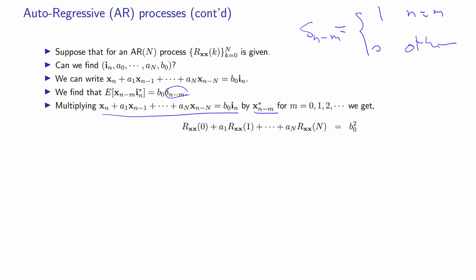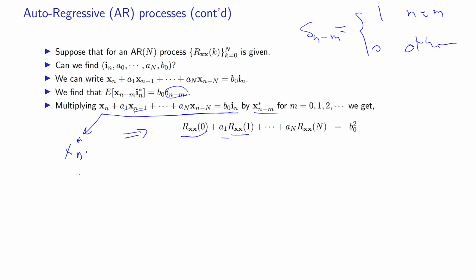So I first multiply by x of n and take expected value. Then I multiply by x of n minus 1 conjugate, and so on. If I multiply this one by x of n conjugate, this becomes x of n conjugate. If I take expected value, I get this one. These times this one, expected value, get a1. Expected value of x of n minus 1, this one, will give you this one, and so on. So this equation becomes this one.